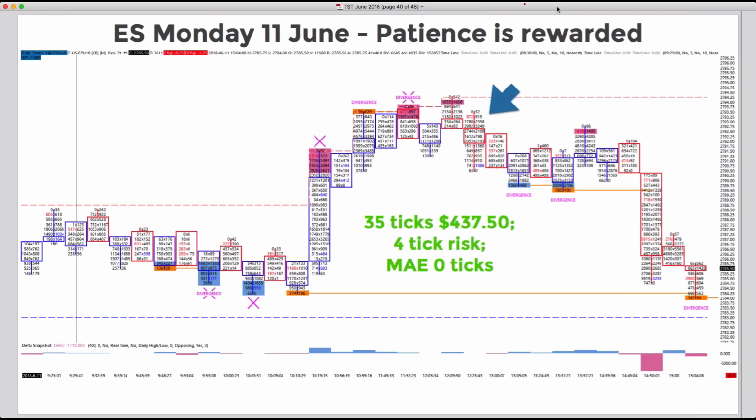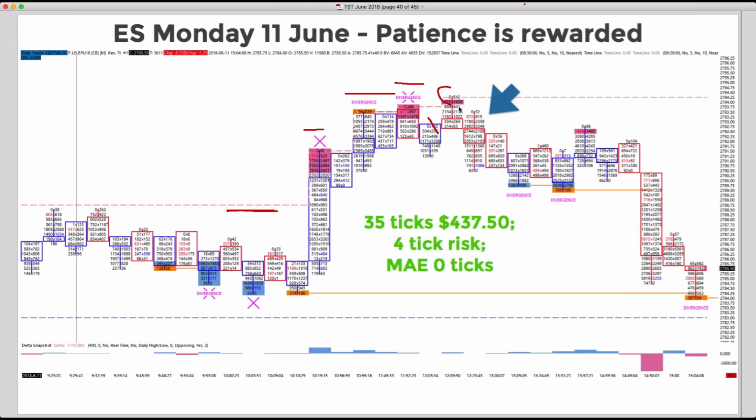Here's ES from yesterday, and I've called this patience is rewarded. This week, I think because of the Trump North Korea thing, has been quite a twitchy, strange week. But we can see here that although we couldn't get a bias on the inside out trade, after we broke the initial balance, we went up with some unfinished business, we went up again, okay, exhaustion and a divergence, but no selling imbalance trigger, no reason for us to sell here.